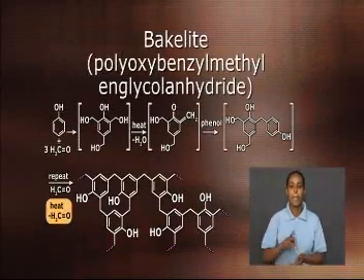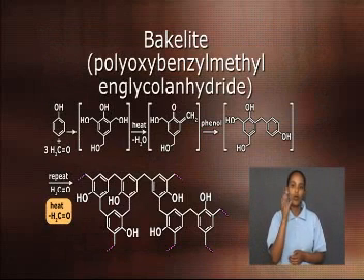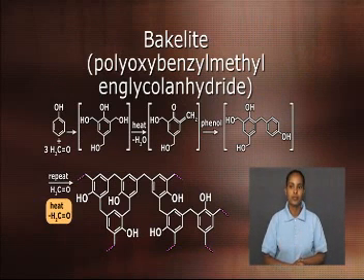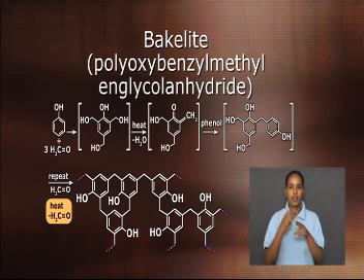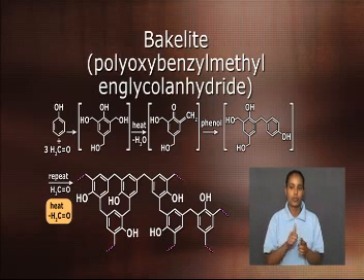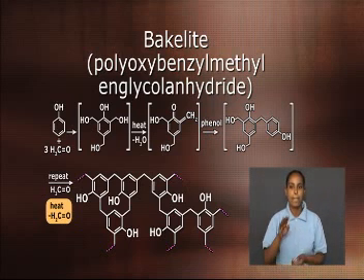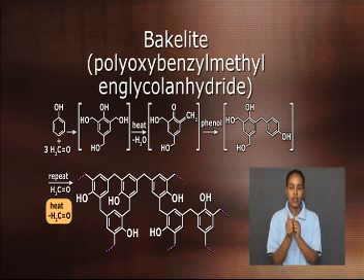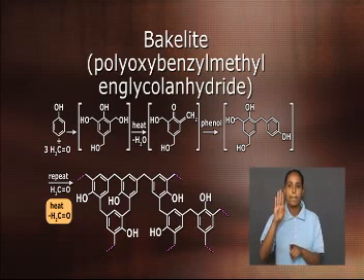Bakelite is another condensation polymer. Its chemical name is polyoxybenzyl methylene glycol anhydride. That name is quite a mouthful, is it not? The monomers of Bakelite are phenol and formaldehyde. They are condensed together in the presence of an acid or a base to form Bakelite. This is the chemical reaction.